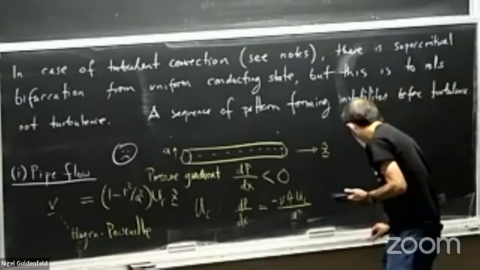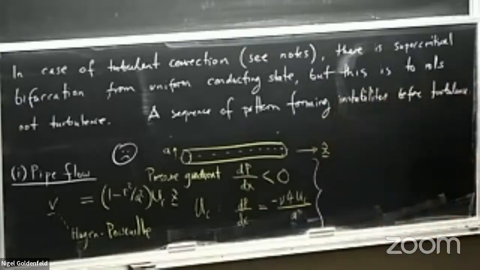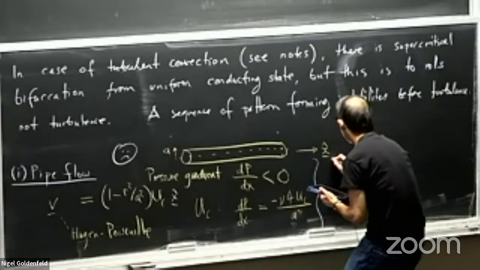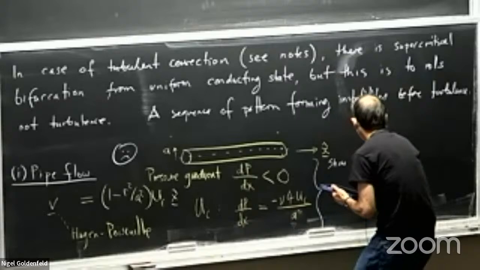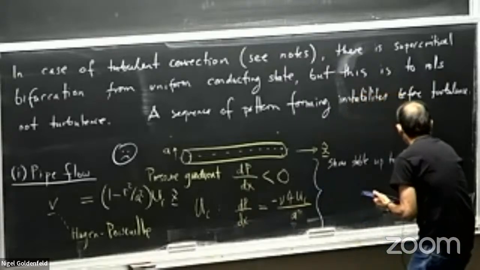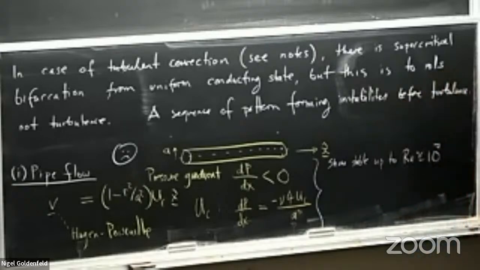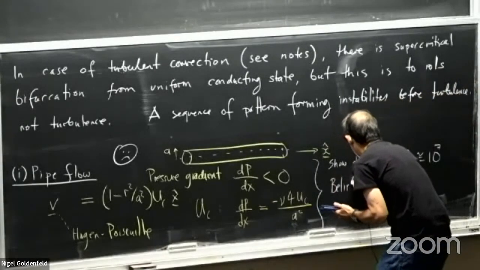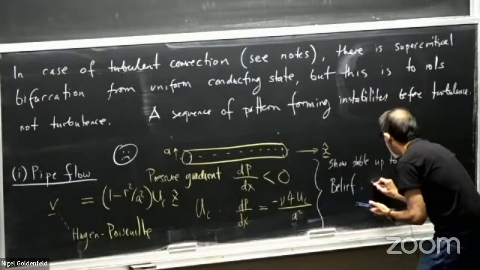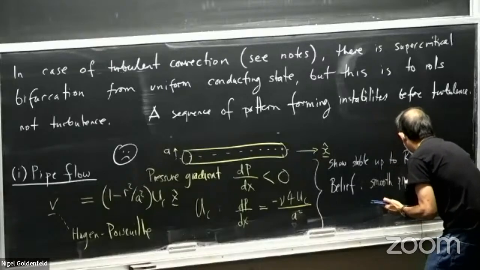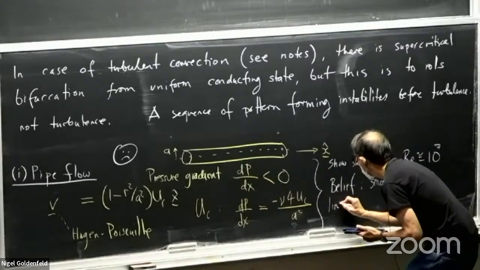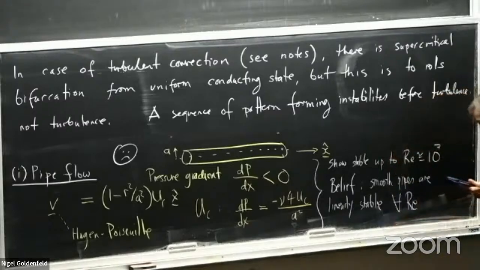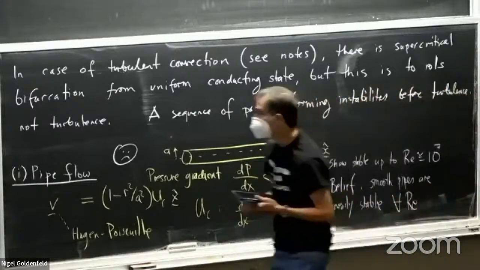And when you do linear stability analysis for this, we don't know how to do it in detail for all Reynolds numbers, but what people believe is this. What we know is we can show that it's stable up to about 10 to the 7. This is numerical work. And there's a belief, but to my knowledge there's no proof as of now, that smooth pipes are linearly stable for all Reynolds numbers. Okay, so that's the first thing.